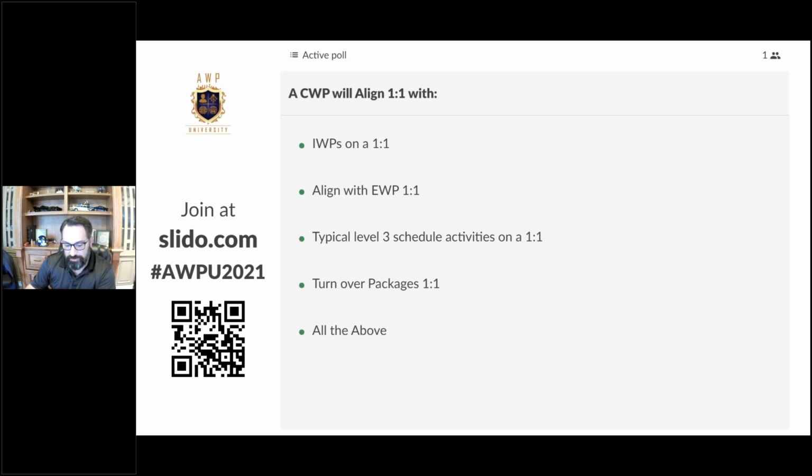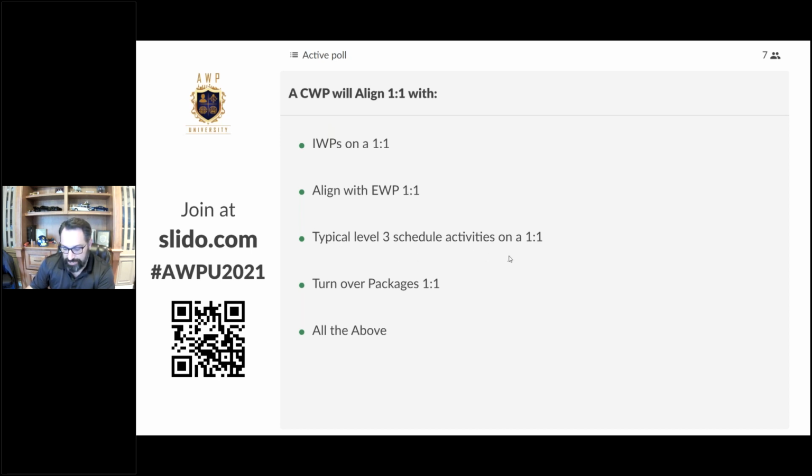Align with an EWP on a one-to-one. We'd like them to align with an EWP on a one-to-one, but typically there's a web of interface between EWPs and CWPs when you start considering the multiple use of drawings such as plot plans, isometrics, erection drawings that are used across discipline. You won't have specific one-to-one mappings, but you can get pretty close, but they won't align one-to-one.